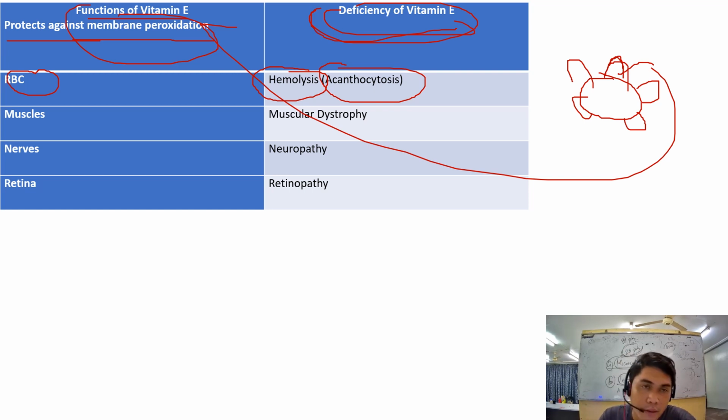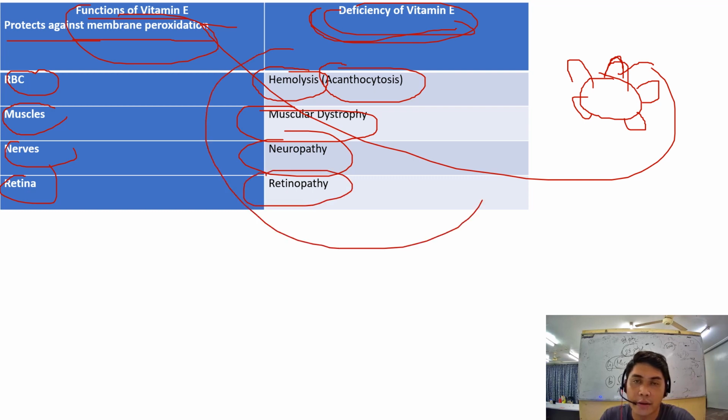For muscles, the effect of vitamin E deficiency is muscular dystrophy, for nerves you'll have neuropathy, and for the retina you'll have retinopathy. These are the effects of vitamin E deficiency, and the cause is early oxidation of cells, so there is early injury to the cells. That's why there's muscular dystrophy, neuropathy, and retinopathy. So that's for vitamin E deficiency.